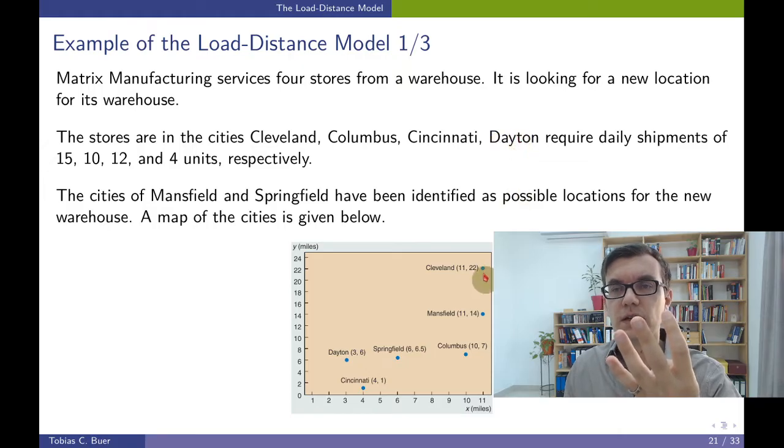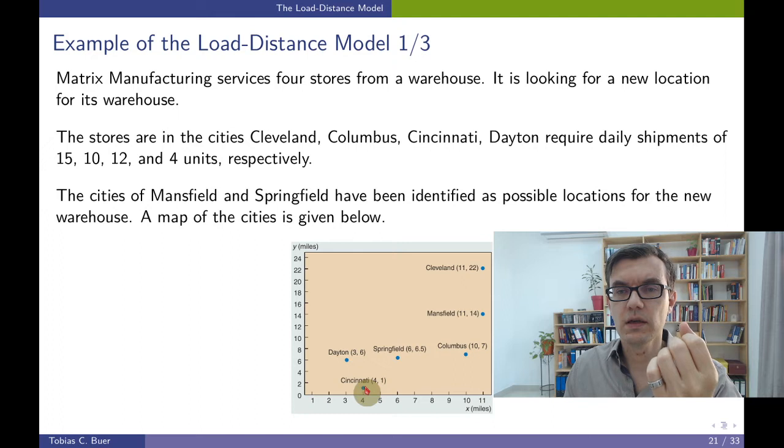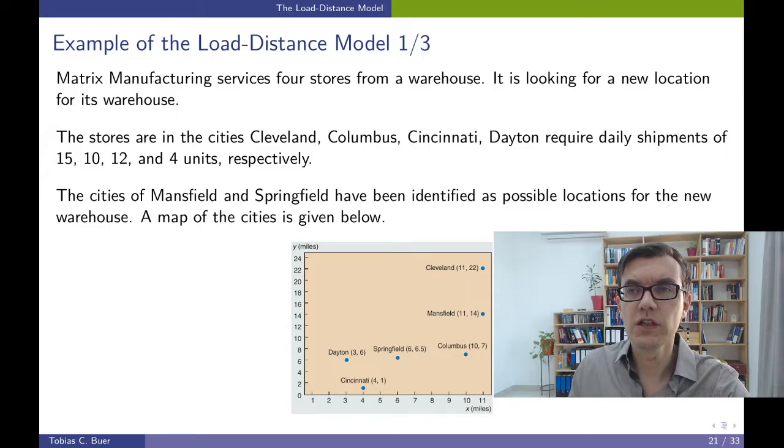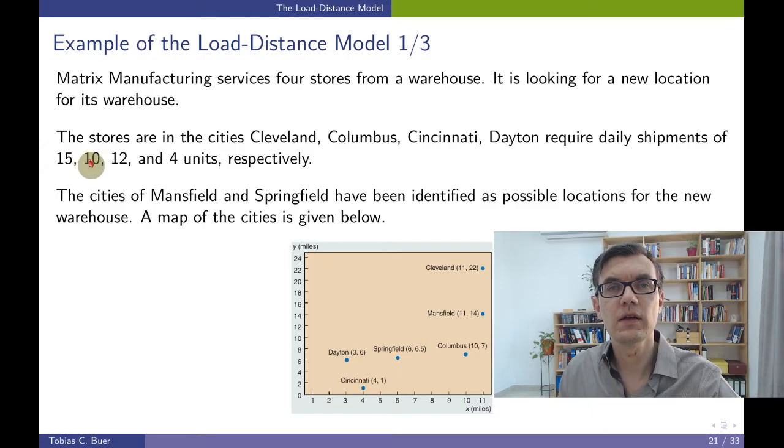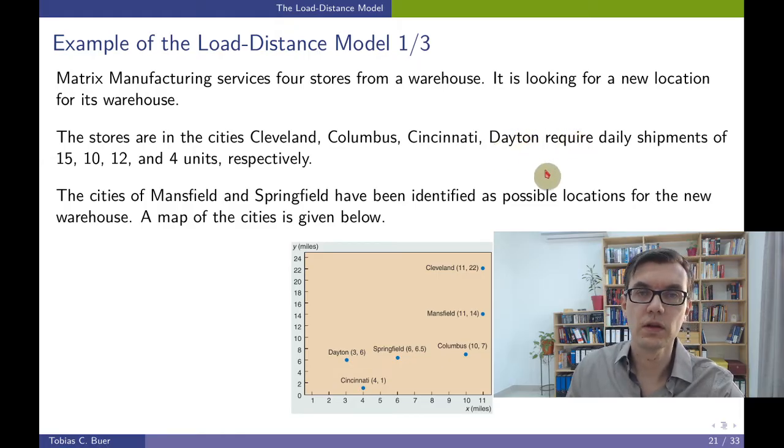So Cleveland is here, Columbus is here on the map, Dayton is here on the map, and Cincinnati is here on the map. You see the coordinates are given for each location. And we also have the load that the stores in these 4 cities require every day: 15 for Cleveland, 10 for Columbus, 12 for Cincinnati, and Dayton requires 4 units.